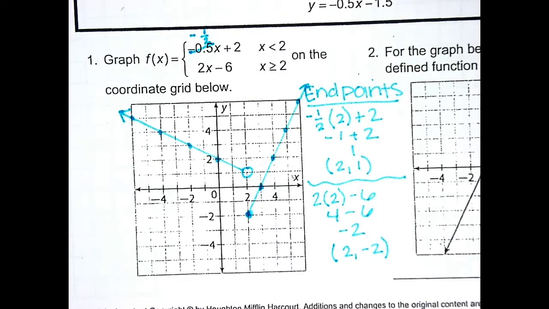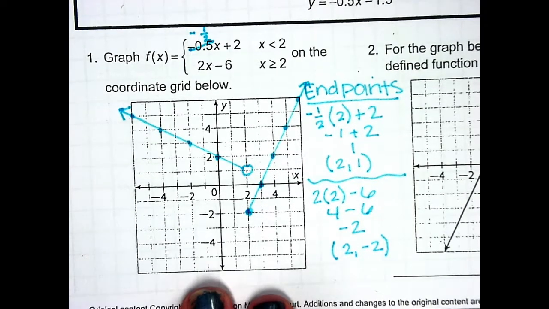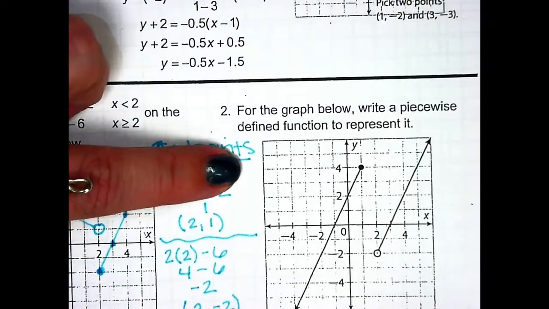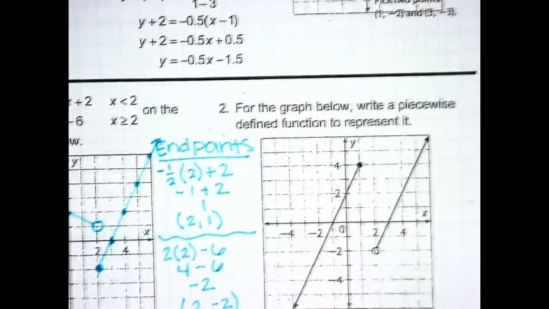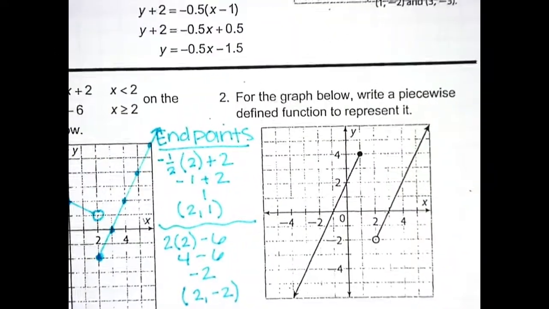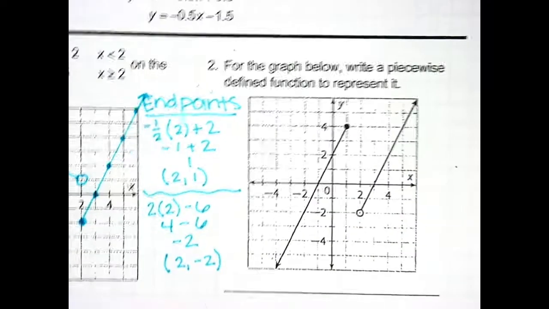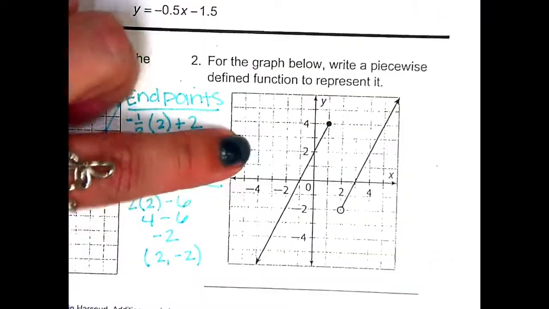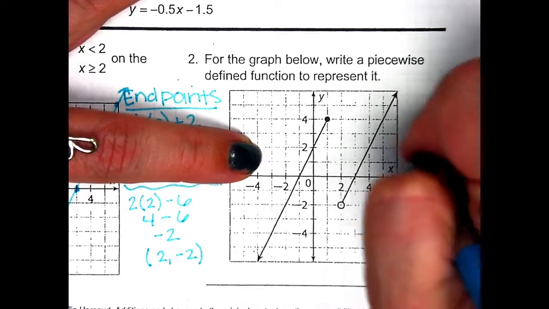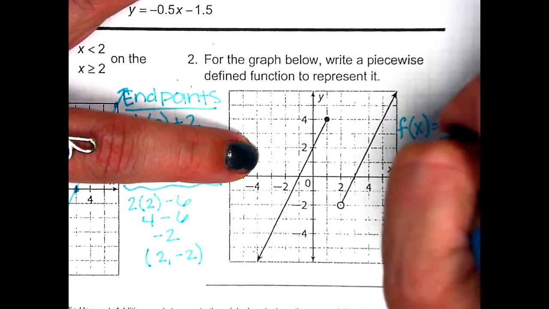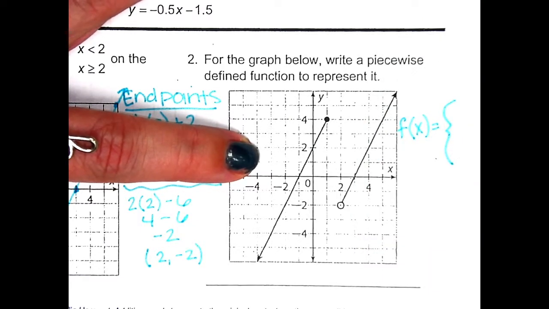Okay, so that's how we graph a piecewise function. Now, to go backwards and write it, we're basically going to write the equation of both lines of the function, and then we have to define them using their endpoints. So it's going to be f of x equals, and then our brace.